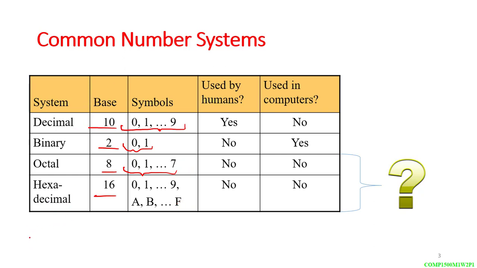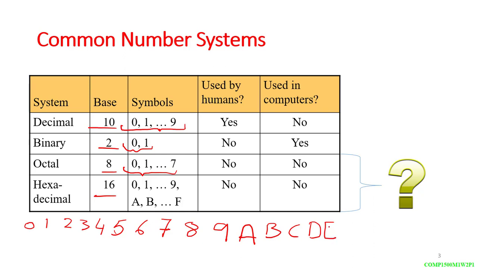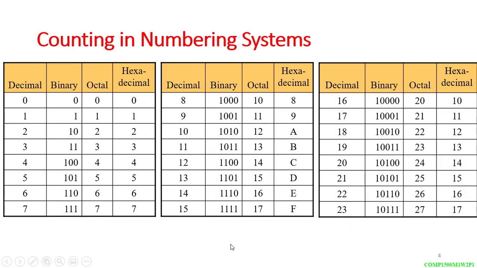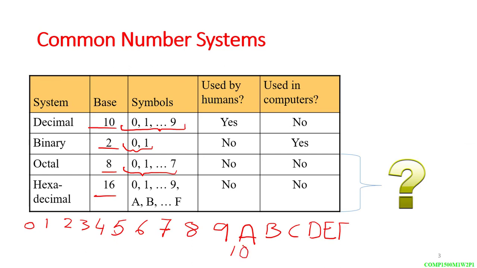We count 0, 1, 2, 3, 4, 5, 6, 7, 8, 9. Then we have A, B, C, D, E, and F. A corresponds to 10, B to 11, C to 12, D to 13, E to 14, and F to 15. So hexadecimal is basically from 0 to 15, 16 digits.